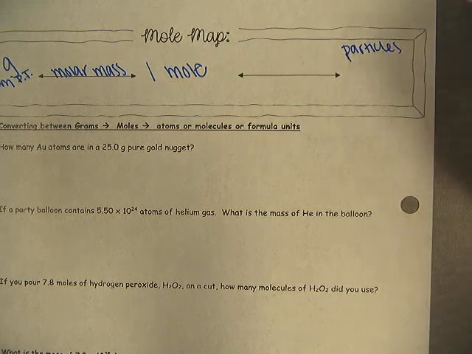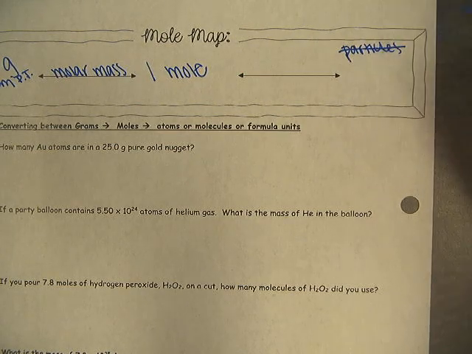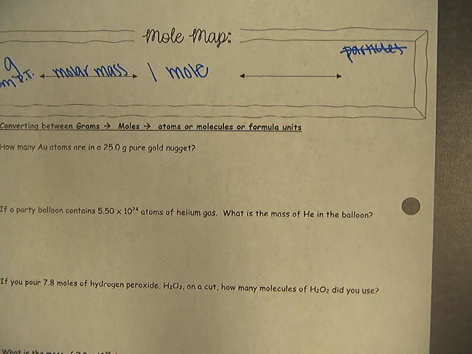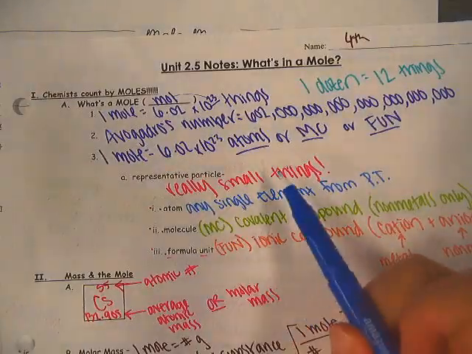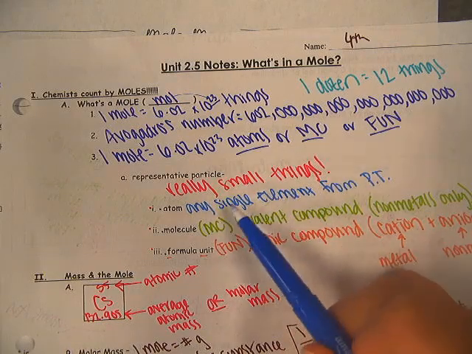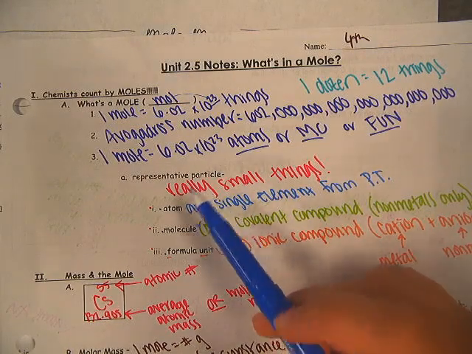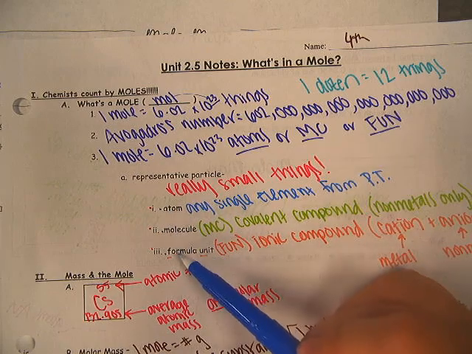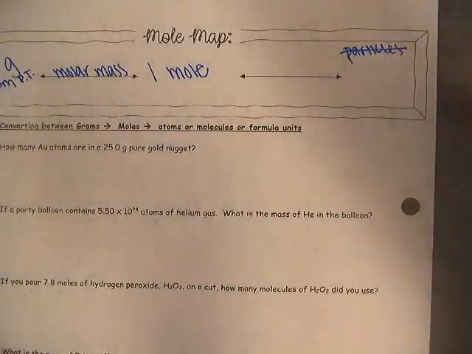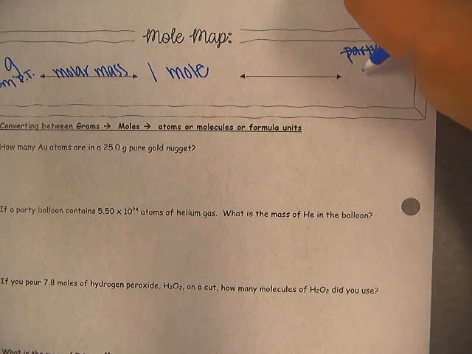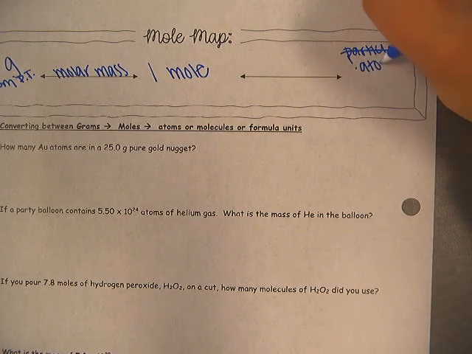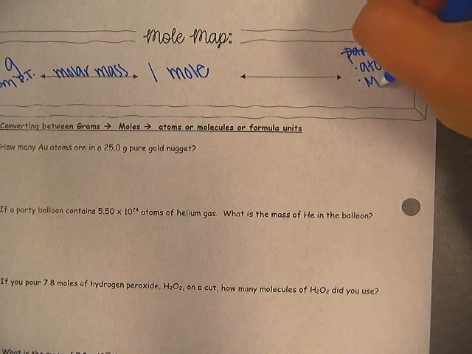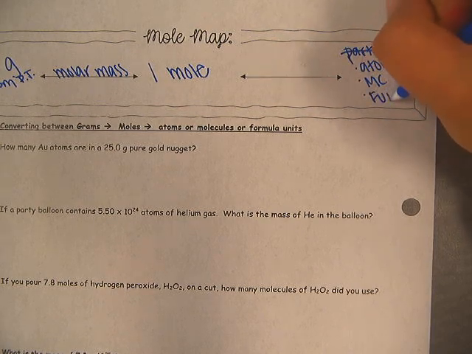But I'm going to gently cross out particles to remind you that that's not what we're going to call anything in this class because it's not specific. So on the previous page, we should have written a definition of particles that said it's really small things. That's not descriptive at all. So instead of actually calling things particles, we call them either atoms or molecules or formula units, depending on what that thing is. So I'm going to put atoms or molecules or formula units.